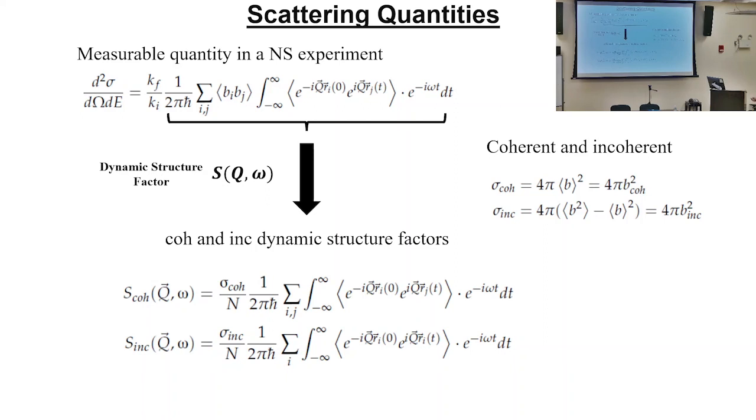Now this coherent dynamic structure factor here gives us an idea about pair correlation function. So this is what you typically measure in a neutron spin echo experiment. The second part is incoherent dynamic structure factor, which gives us an idea about single particle correlation function or self-correlation function. So in my talk today, mainly I will be focusing on this because you have already had enough of coherent scattering, I guess.